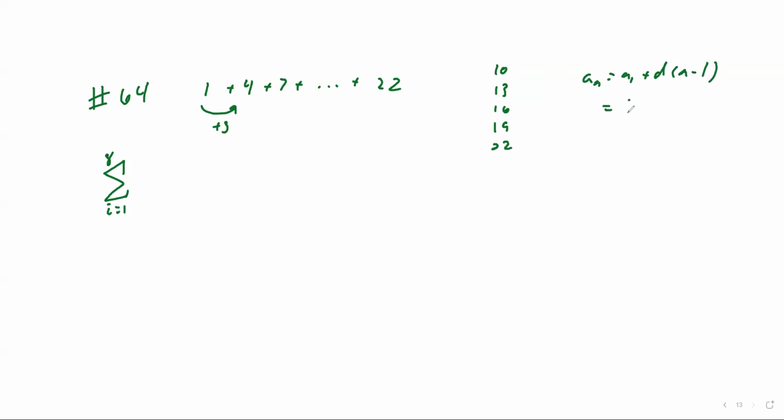So in this case, that would be 1 plus 3 times n minus 1, which will then be 1 plus 3n minus 2. So that would give me 3n minus 1. So that would be 3i minus 1 would be the series. So again, you kind of check it. 3 minus 1.